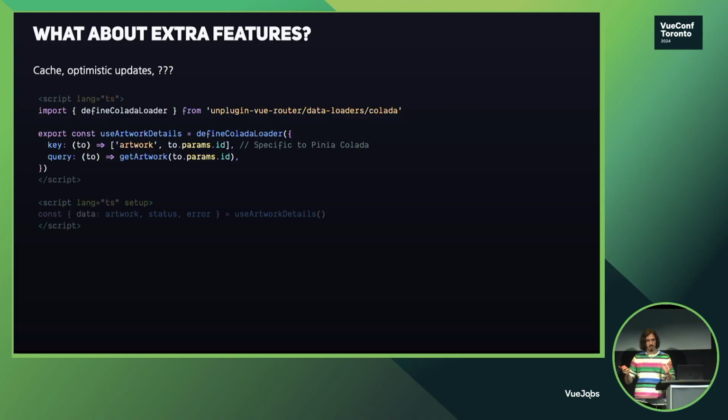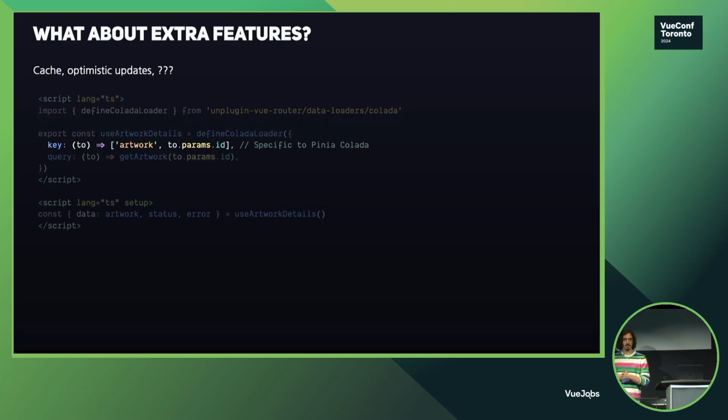So you get the best of both worlds. We have the loaders, but also all the features that come with Pina Colada. So for example, in Pina Colada, you need to specify a key for the client cache. It's required. And in this case, it's a bit different because we get access to the route location as well, which is not something we get with plain Pina Colada because it doesn't depend on the router.